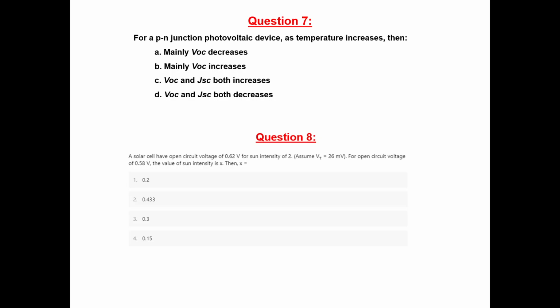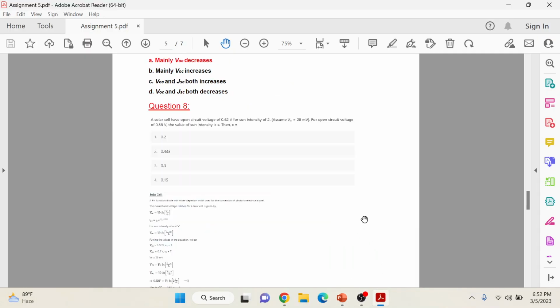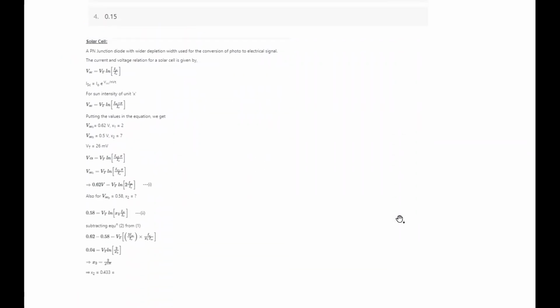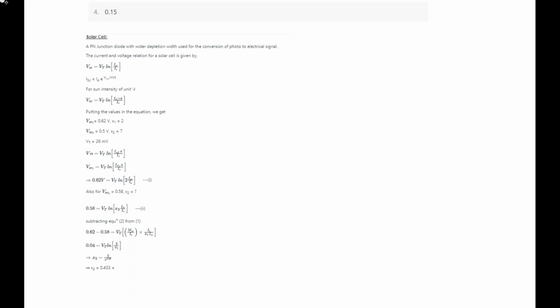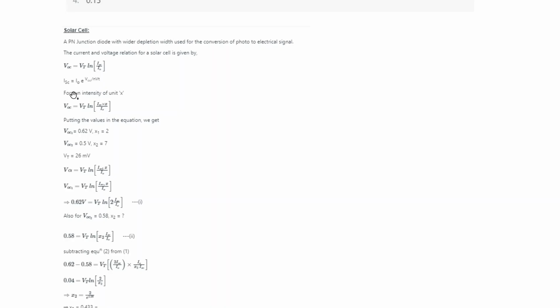So what is the formula? Okay, let me show it to you. This question was, I think, not that much mentioned. This is the formula. For a solar cell, a PN junction diode with a wider depletion width is used for the conversion of photo to electric signal. Now the current and voltage relation for a solar cell is given by VOC equal to VT ln ISC over I naught. Are you able to see? Yes, sir. Sir, what is VT?